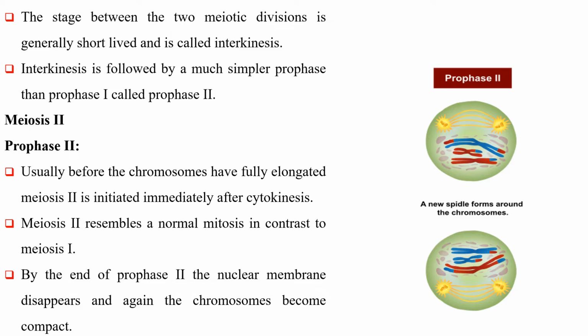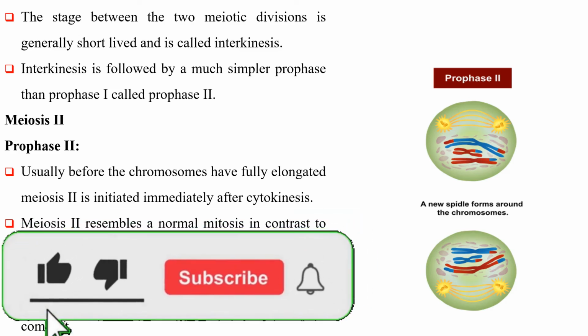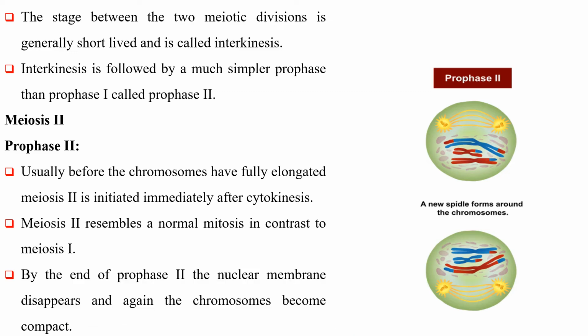Interkinesis is followed by a much simpler prophase than prophase I, called prophase II, meiosis II. Usually, before the chromosomes have fully elongated, meiosis II is initiated immediately after cytokinesis. Meiosis II resembles a normal mitosis in contrast to meiosis I. By the end of prophase II, the nuclear membrane disappears and again the chromosomes become compact.